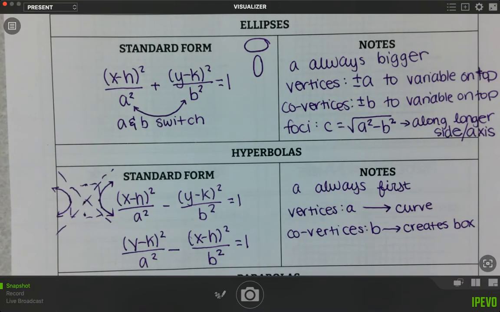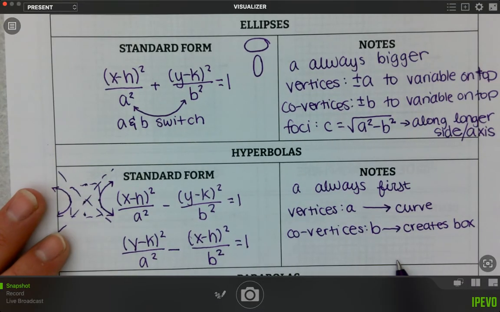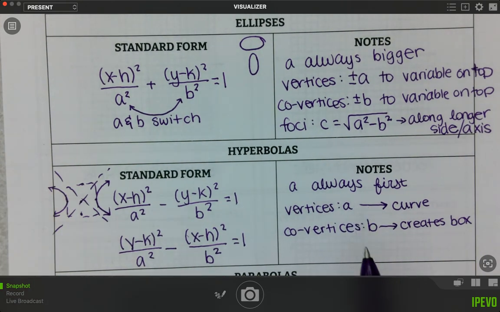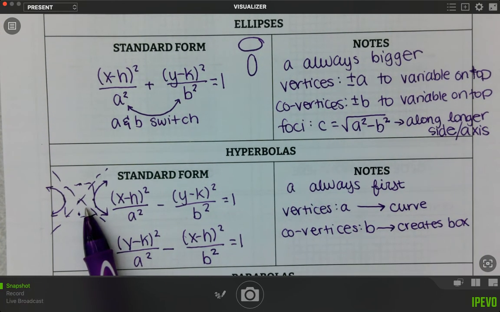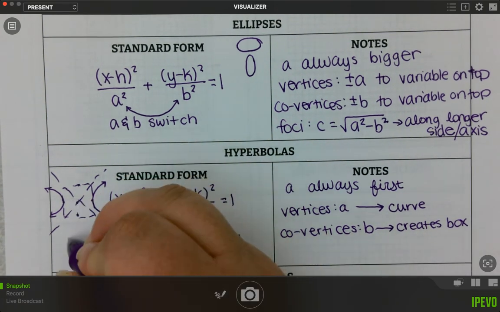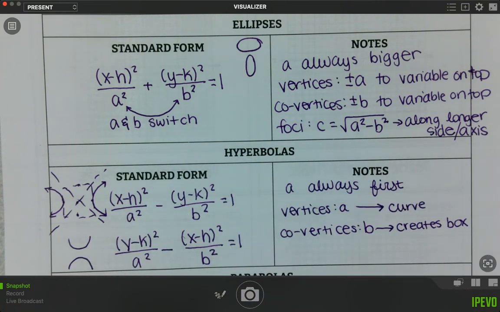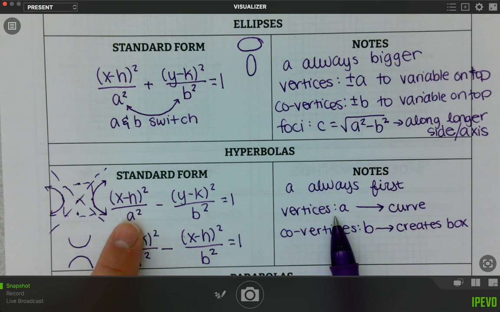So let's go ahead and finish up hyperbolas here really quick. The reason why this one is going side to side is because X was first. If Y was first, it would be more like this. I'm not going to draw the whole thing. It would be up and down. That's what I mean by the vertices get the curve. So this one gets the actual lines that go through it.